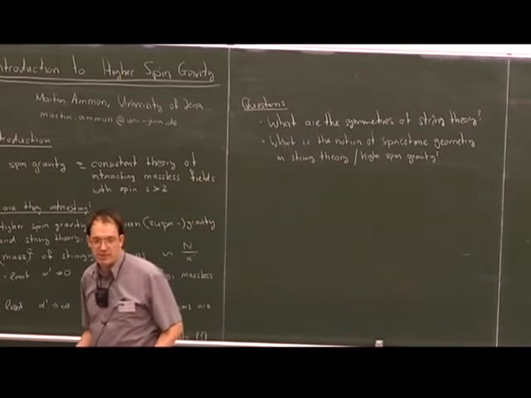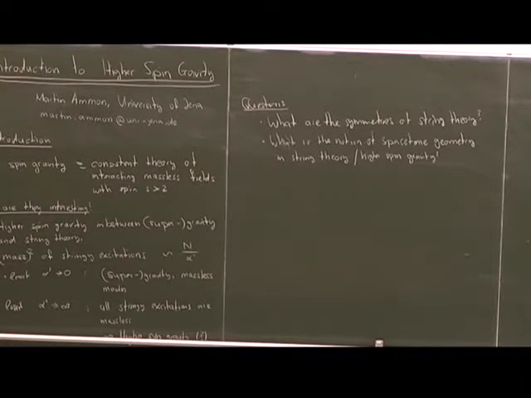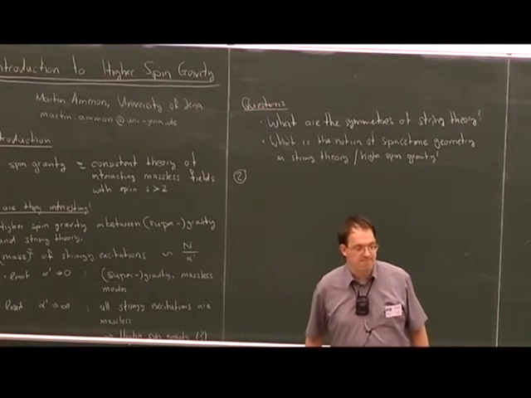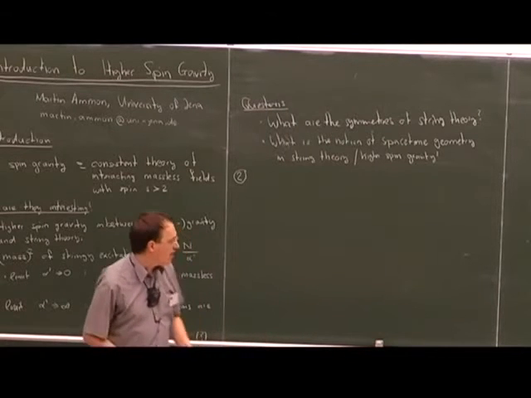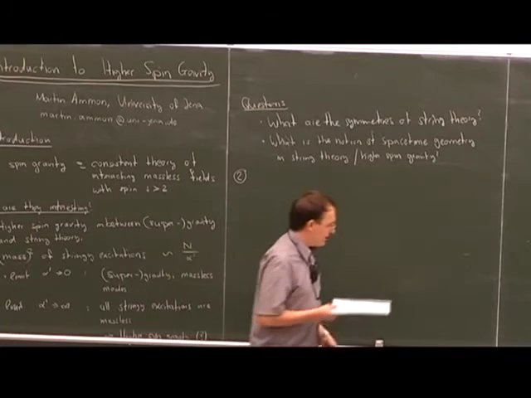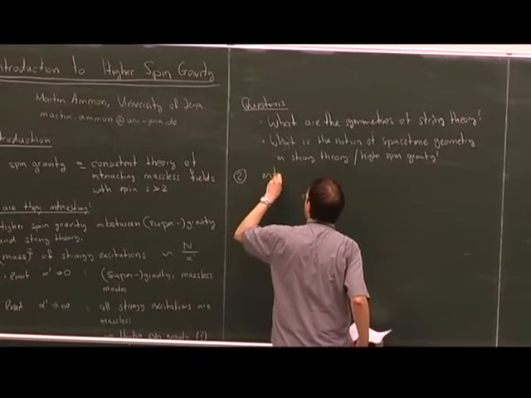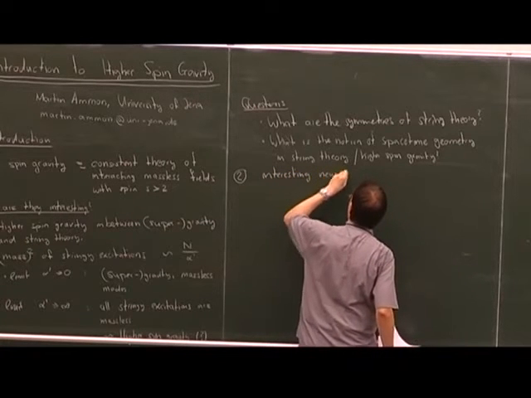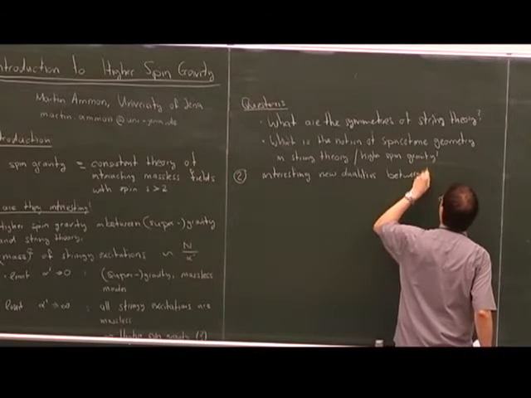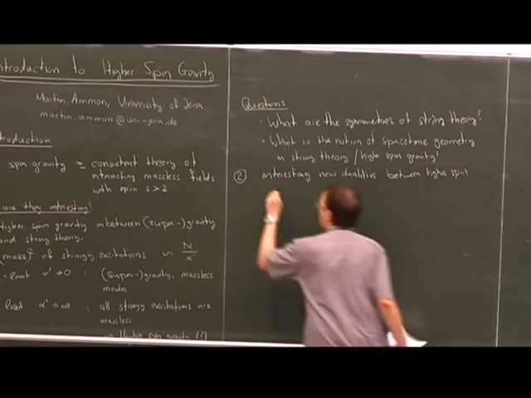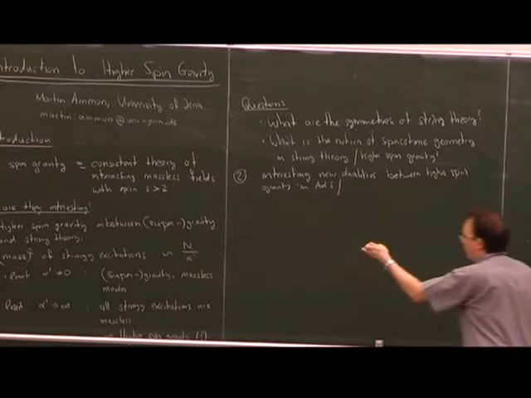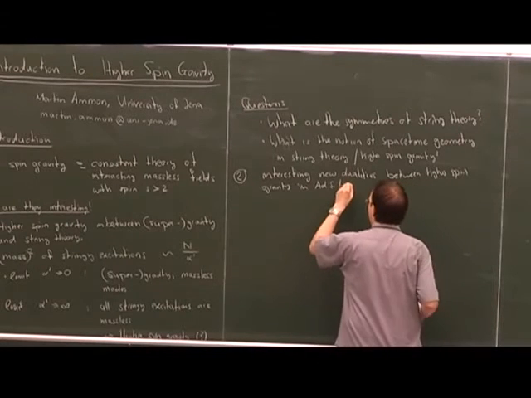But this is not the only reason why people nowadays study these higher spin gravity theories. The other reason has to do with the celebrated AdS-CFT correspondence. Higher spin gravity theories will give us a handle on this AdS-CFT correspondence. Basically, there are interesting new dualities between higher spin gravity theories, not now in flat space, but in asymptotically AdS spacetimes, and conformal field theories.